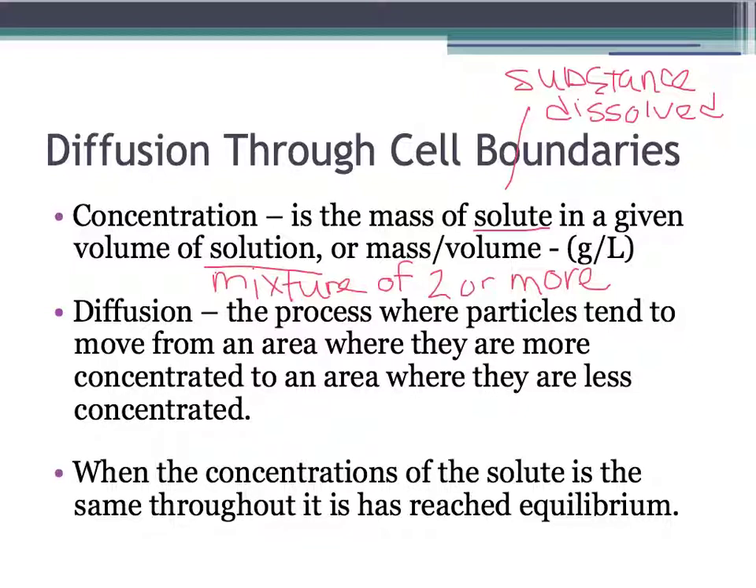This leads into this idea of concentration, which is going to be really important moving forward. Concentration is really the mass of the solute in a given volume of solution, or mass divided by volume. And this becomes important when we start talking about diffusion and moving from areas of high concentration to areas of low concentration. So let's define diffusion. Diffusion is the process where particles tend to move from an area where they are more concentrated to an area where they are less concentrated.